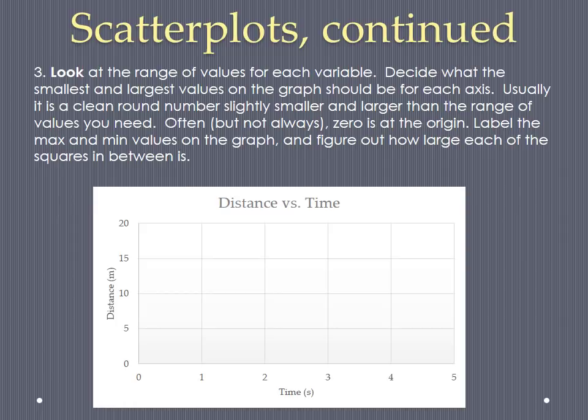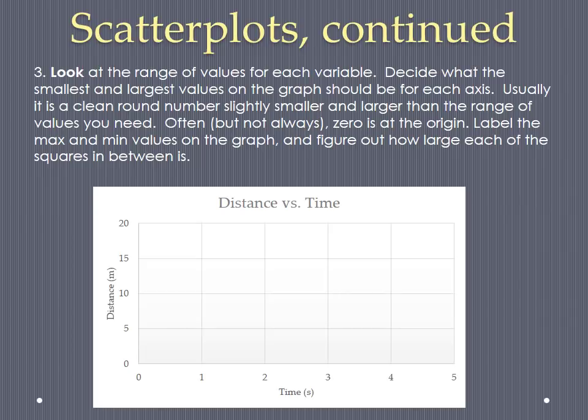You have to first look at the range of values in your data set, and you can rewind back to the table in the previous slide to take a peek at it. What are the smallest and largest values on there? So if you go back to the data table, you'll see that for time, the smallest value is 1 and the largest is 5. Usually, your smallest and largest numbers on the graph are a nice round number that is slightly smaller and larger than the range in the data table.